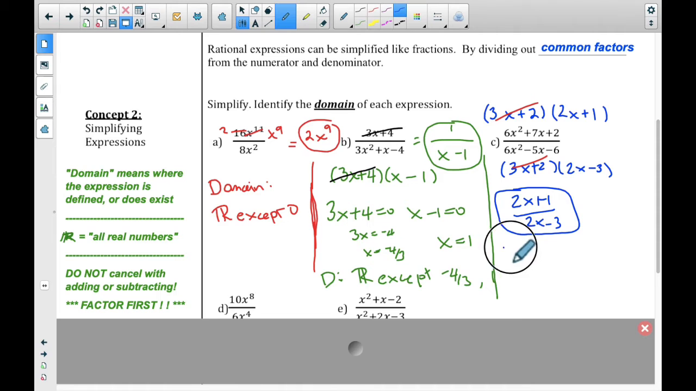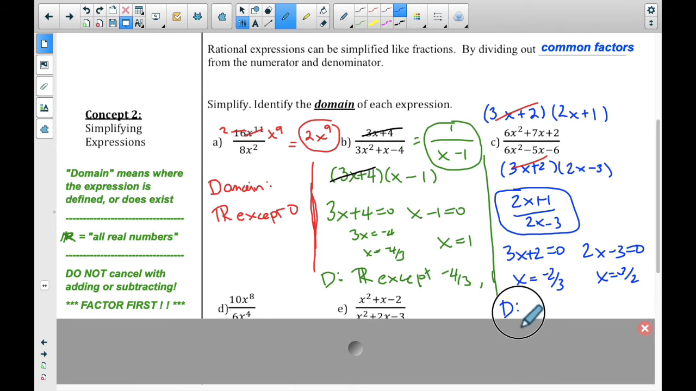Same thing here. I'm going to set 3x plus 2 equal to 0, and 2x minus 3 equal to 0, and solve those, and I get -2/3 and 3/2. So my domain is all real numbers except these two, -2/3 and 3/2, because if I plug those in, I'm going to get a 0 in the denominator.